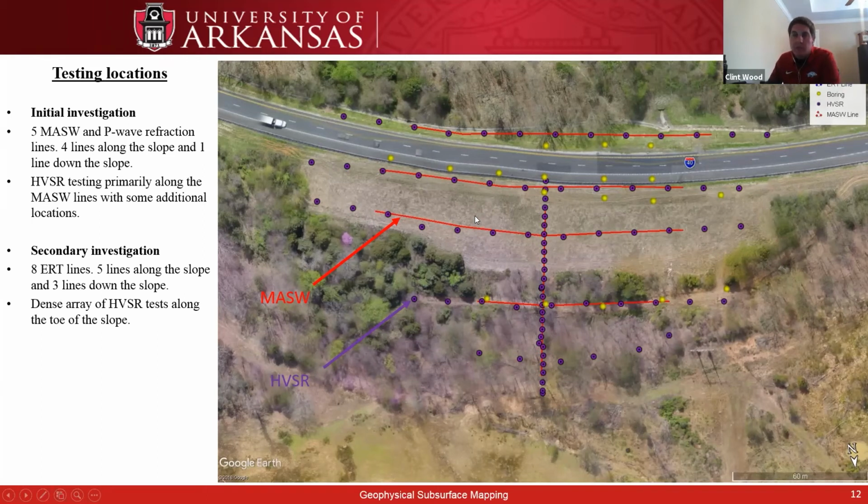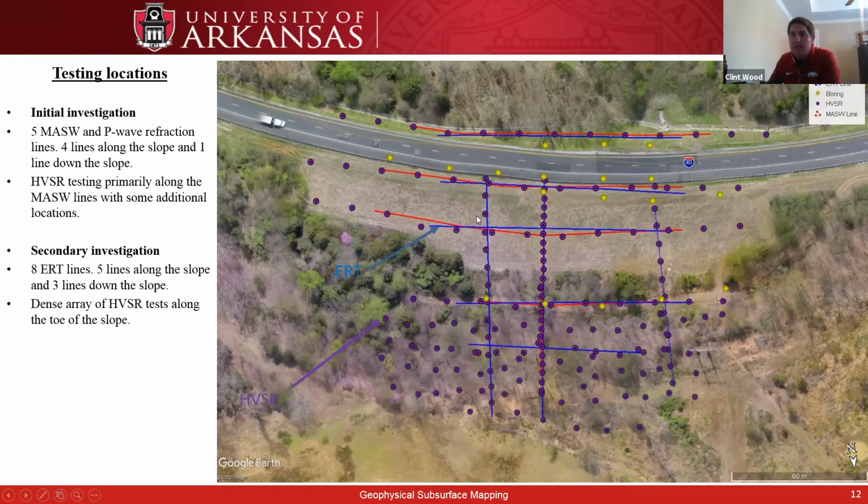And this was phase 1, or the initial testing. We went back and analyzed this data, and then planned our secondary investigation, which included 8 ERT lines. So ERT lines that matched a lot of our MASW lines, but then some additional ones down here at the bottom, and then a lot of extra HRV and a dense pattern down here at the bottom of the slope. And that's because we found some interesting anomalies down at the bottom of the slope that we wanted to be able to image a little bit better.